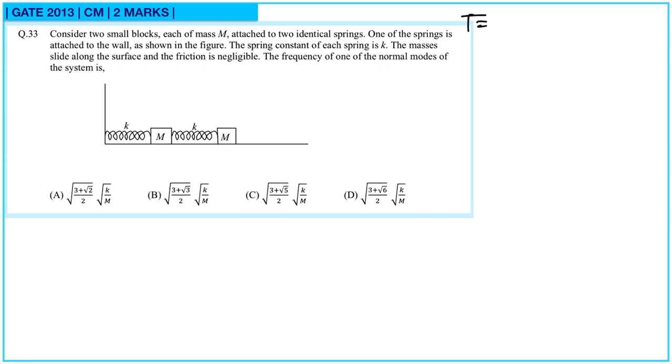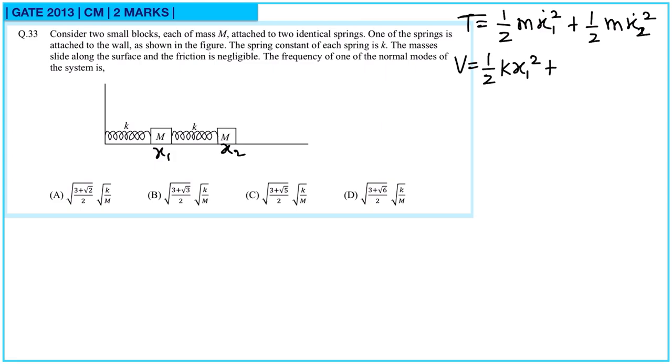Now total kinetic energy T is equal to half. Let us consider the position coordinate of the first block as x1 and for the second it is x2. So this is x1 and x2. So this will be equal to half m x1 dot square plus half m x2 dot square, and potential is equal to half k, displacement is x1, so x1 square plus half k, and here displacement is x2 minus x1, so this is x2 minus x1 square.